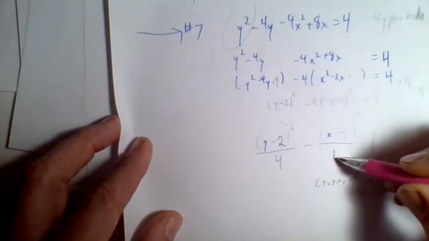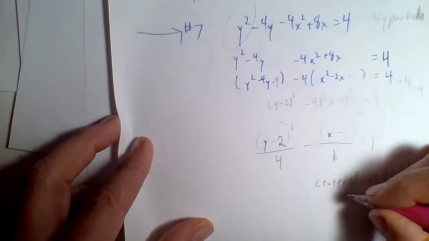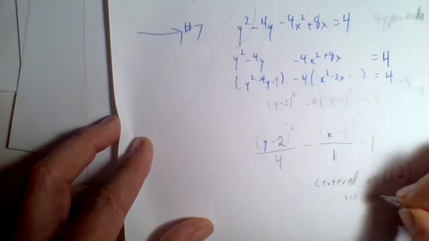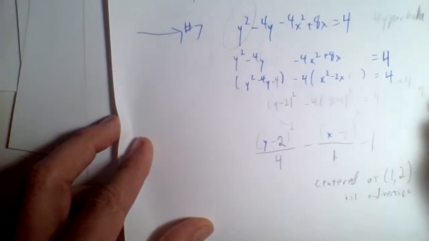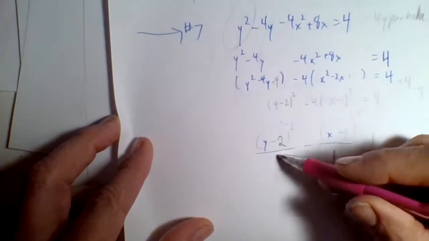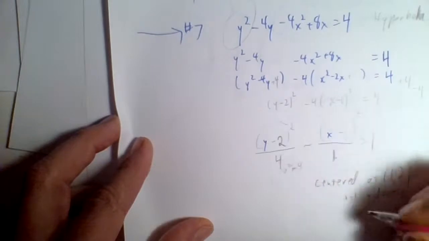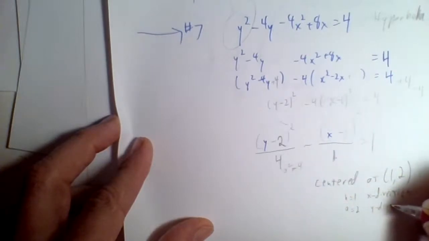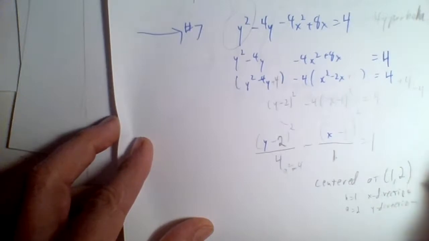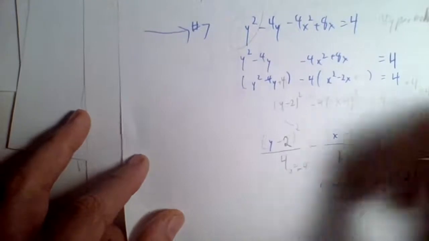Plus or minus 1 in the x direction. That's the sort of b here. I'm going to go either 1 unit to the left or right. And a squared is 4. So a is 2. I'm going to go plus or minus 2 in the y direction from here. So put all that together on the graph. Now I get a little space.